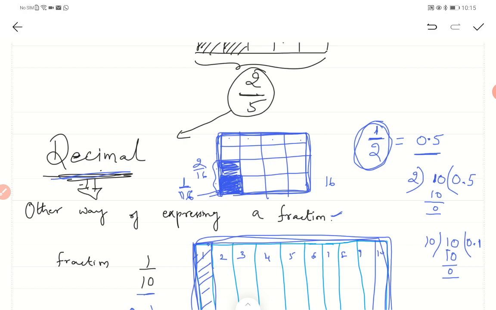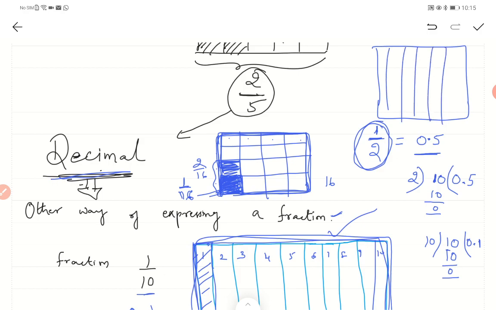Now similarly, if I have 100 divisions, like this, so one part in this 100 divisions will be how much? 1 by 100. Only this particular small one part represents 1 by 100.